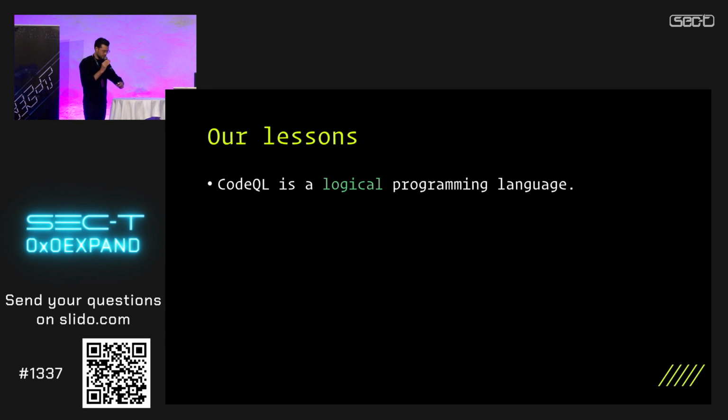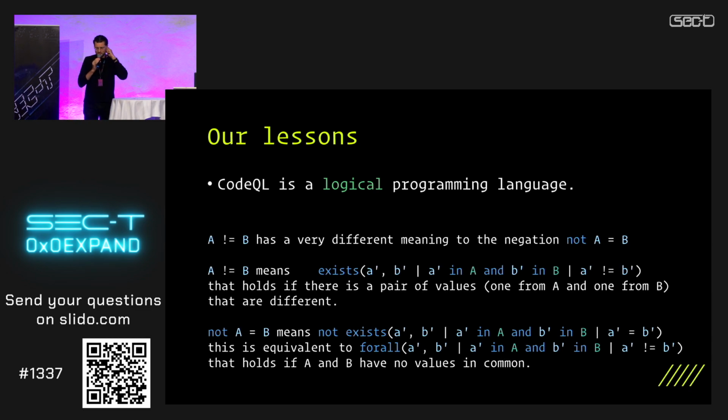So, a few lessons that we got from using CodeQL. Keep in mind that CodeQL is a logical programming language. In some cases, you can be really surprised why it works like this. For example, A does not equal B, and not (A equals B), have an absolutely different meaning. I will not go through this text; you can just see it later.